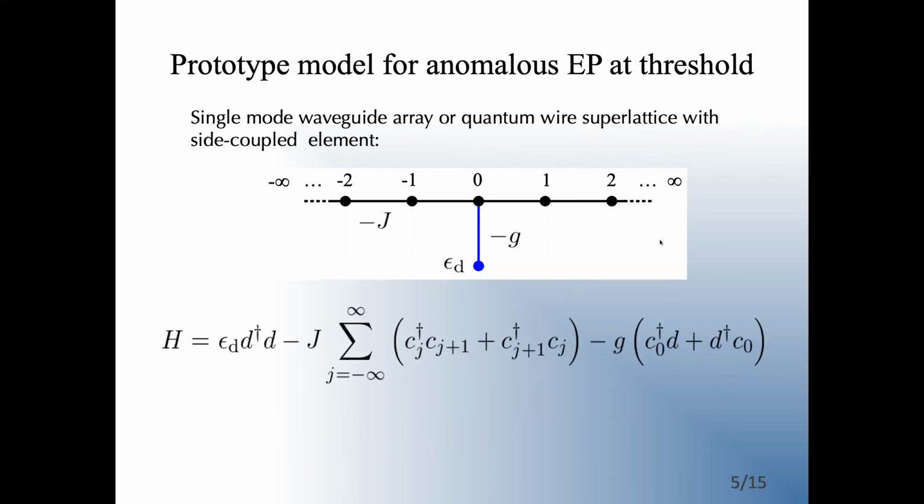Now I claim that this anomalous exceptional point is a rather generic effect in 1D continuum systems. But as a simple example prototype model, I use this simple tight binding chain with a side-coupled quantum dot or quantum emitter. For our Hamiltonian, the adjustable parameters in the model are G, the coupling to the dot, as well as epsilon D, the potential on the dot.